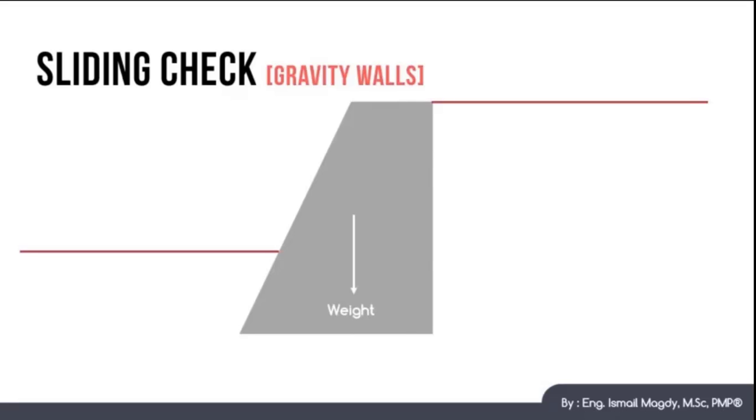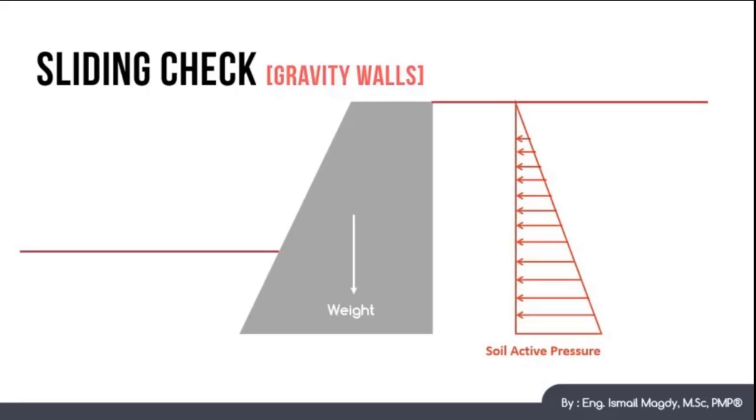First case here is going to be sliding check in case of gravity walls. The sliding force we have here is the soil active force, which is the soil pressure behind the wall, and we have learned how to calculate it in our last video. While the first resisting force is the soil passive pressure, which is the force due to the backfilling height in front of the wall, and we have learned also how to calculate it in our last video.